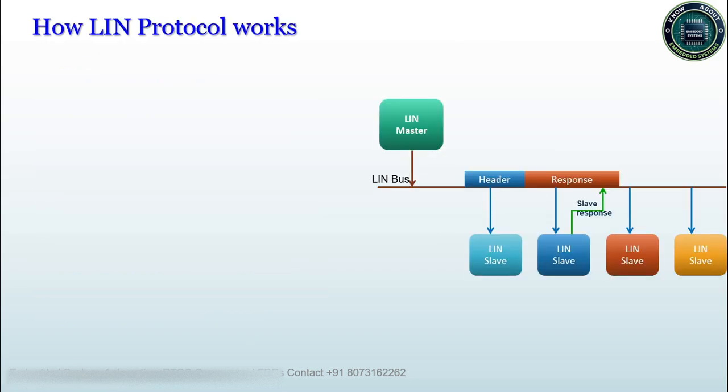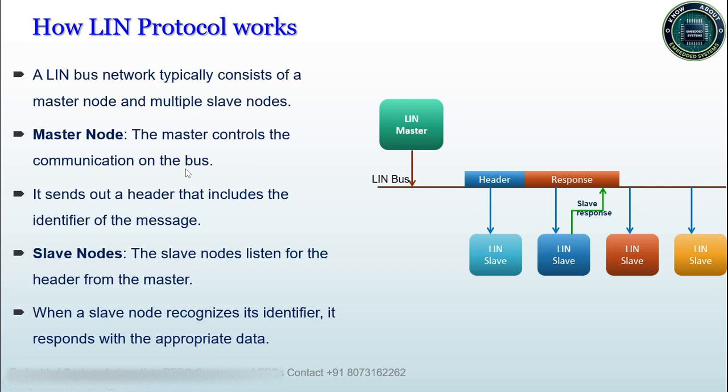So LIN uses a master and slave based communication. LIN bus will have one master and up to 15 different slaves and one single wire. So this is the simplified block diagram of a LIN bus. LIN master and multiple slaves, up to 15 slaves, and we will have one LIN bus. Single wire LIN bus. Now if you see this, how it works.